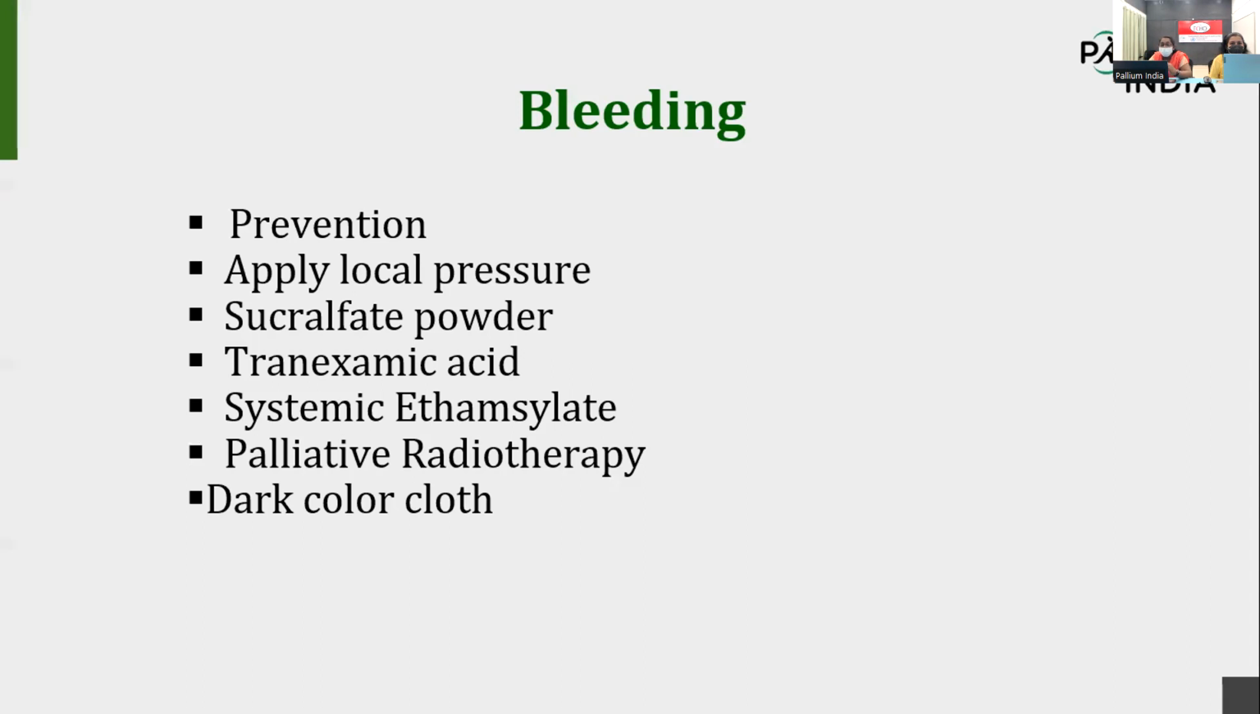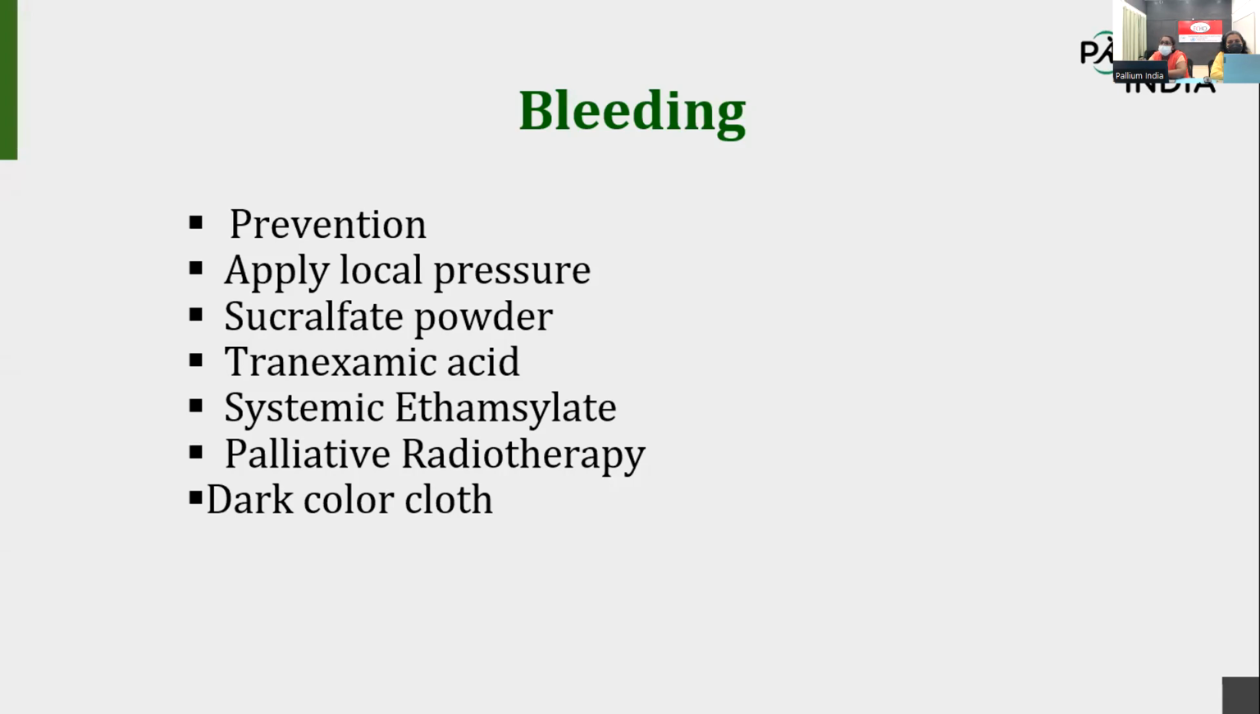And the next important thing is dark colored clothes. This is very, very important. If a profuse bleed develops, sometimes, especially in head and neck cancers, there is a chance of bleeding as the tumor may be protruding into major blood vessels and cause profuse bleeding, and maybe the patient may die because of the bleeding. So we need to prepare the patient's caregivers about how to manage it.